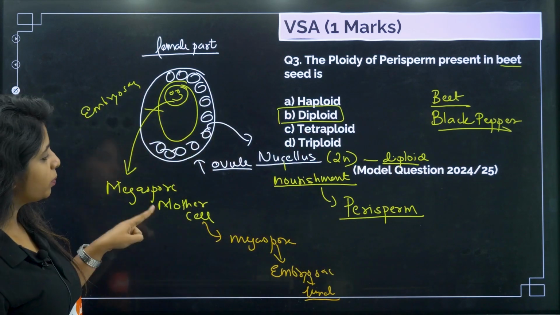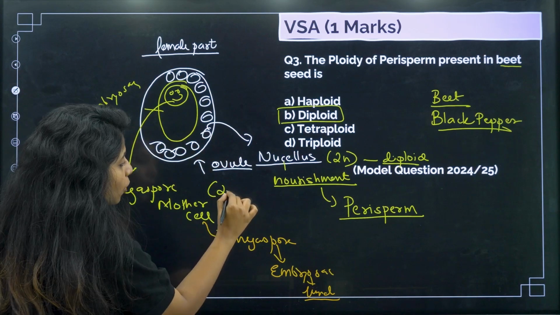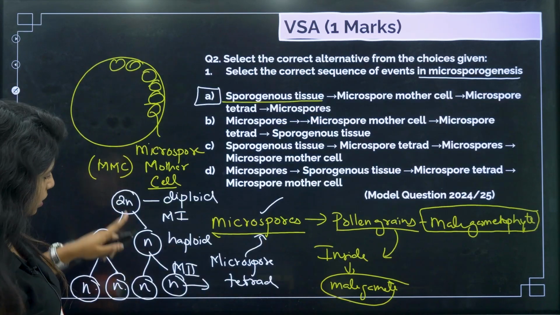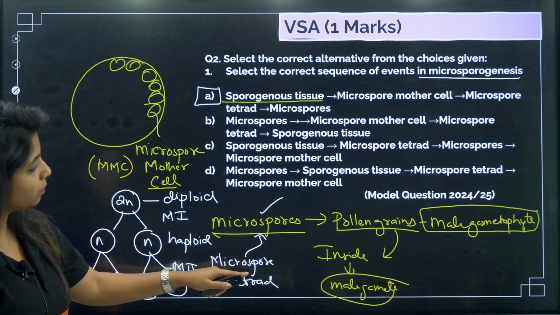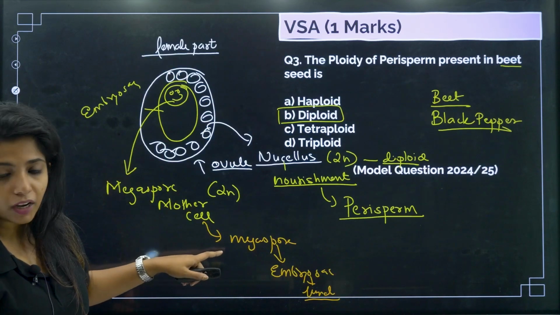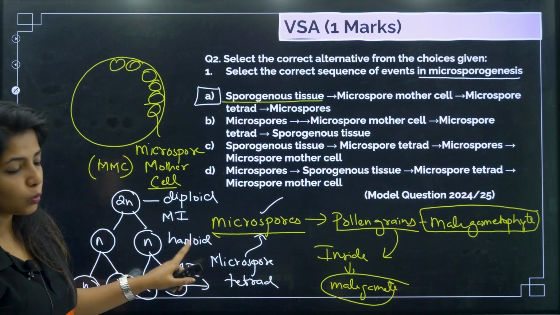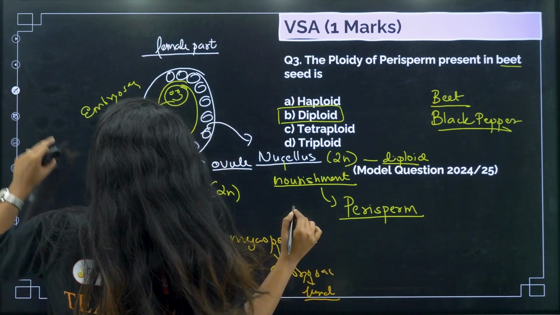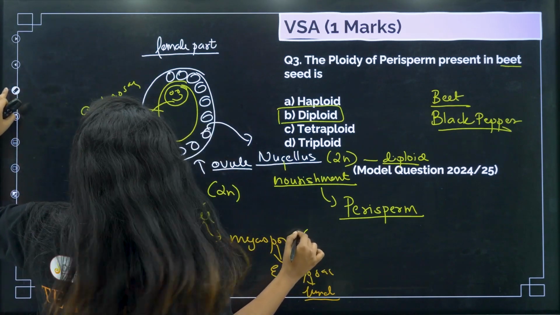What about the megaspore mother cell? It will also be diploid. Once it undergoes meiosis, at the end you get microspore. Similarly, at the end you get megaspore. What is the ploidy of microspore over here? It will be haploid. Similarly here also it will be what? Haploid. It will be just having n number of chromosomes.